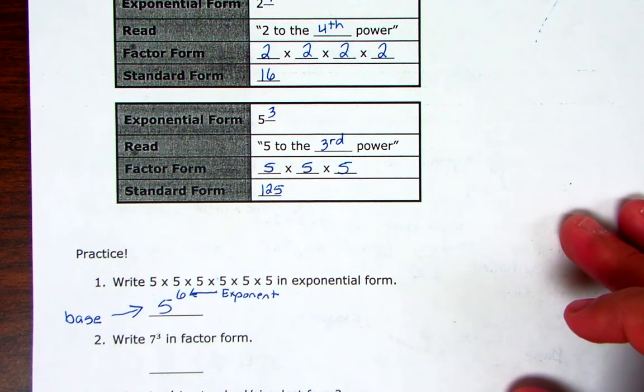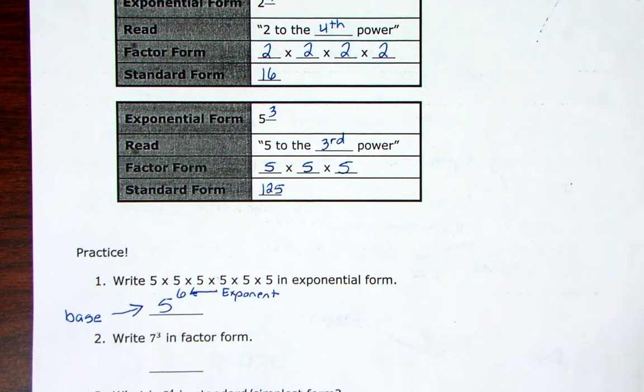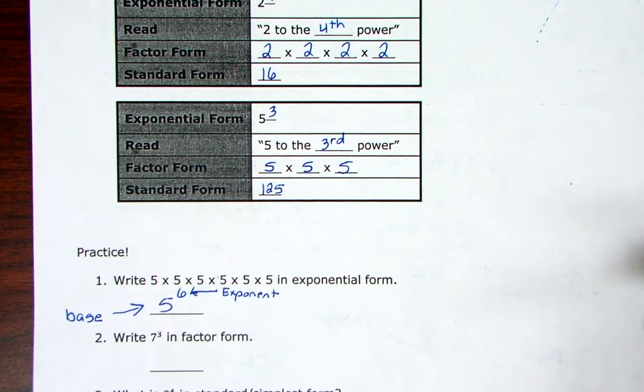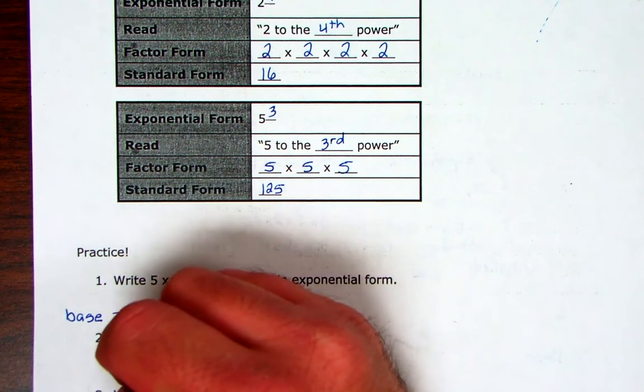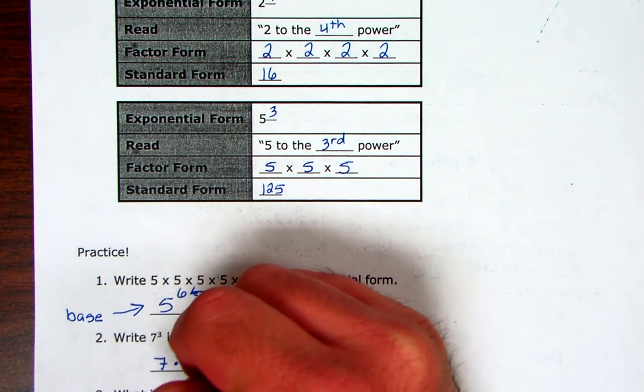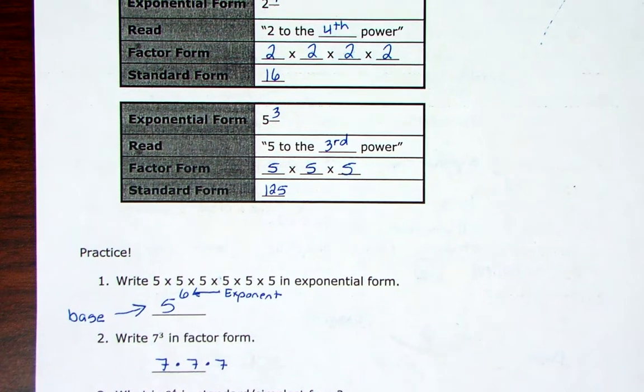Write 7 to the power of 3 in factored form. What is your base? Your base is the 7. How many times do you need to write it? 3 times. So please don't say 7 times 3 and you get 21. That's not how exponents work. Okay? You have the number 7. That's your base. You have to write it 3 times. 7 times 7 times 7.